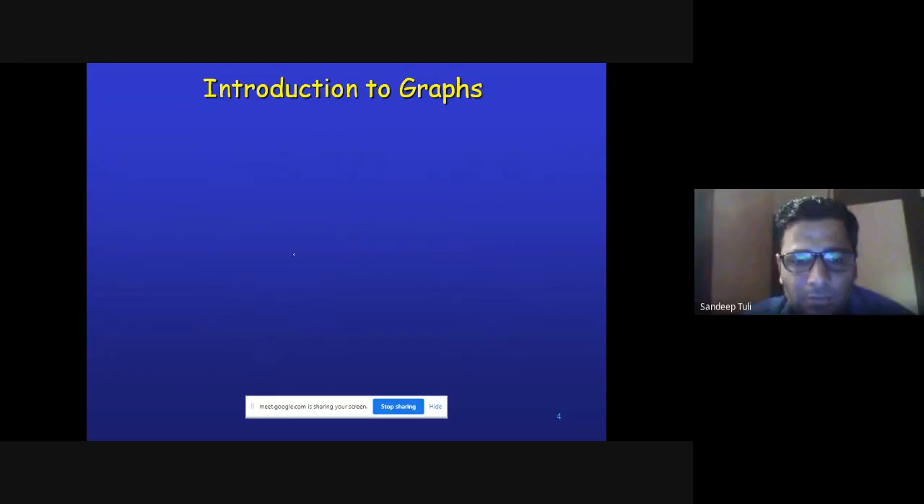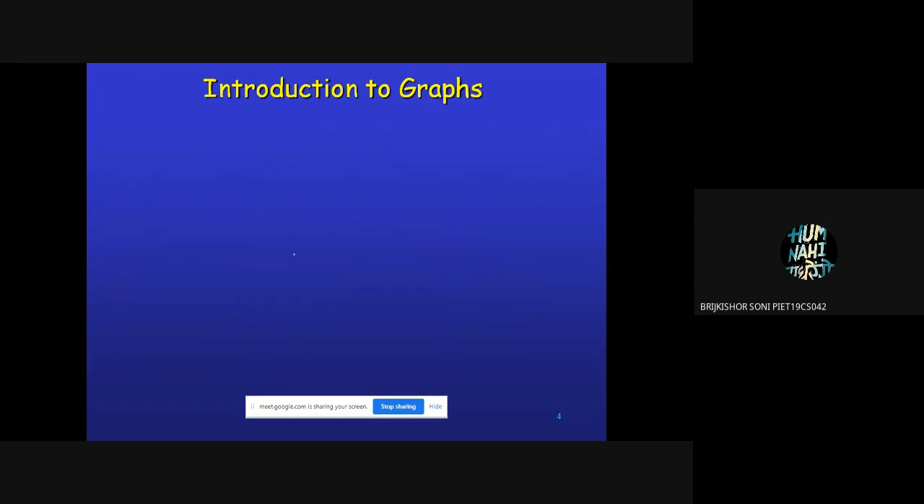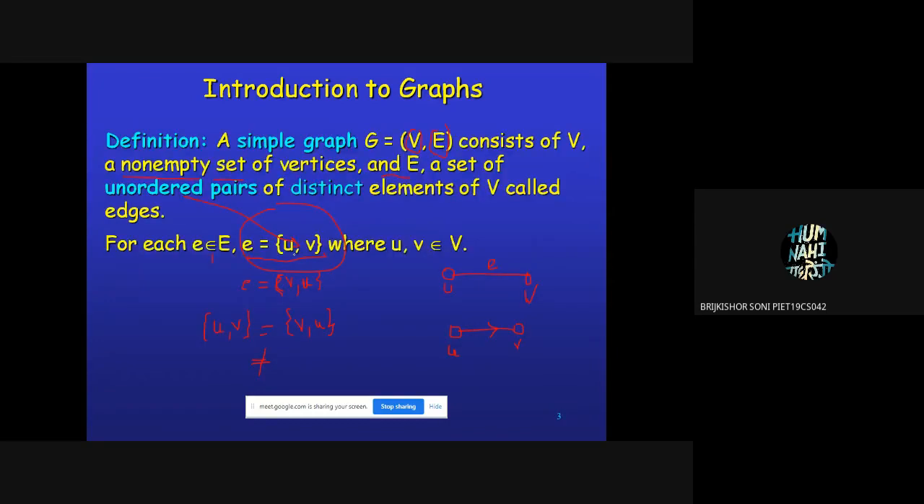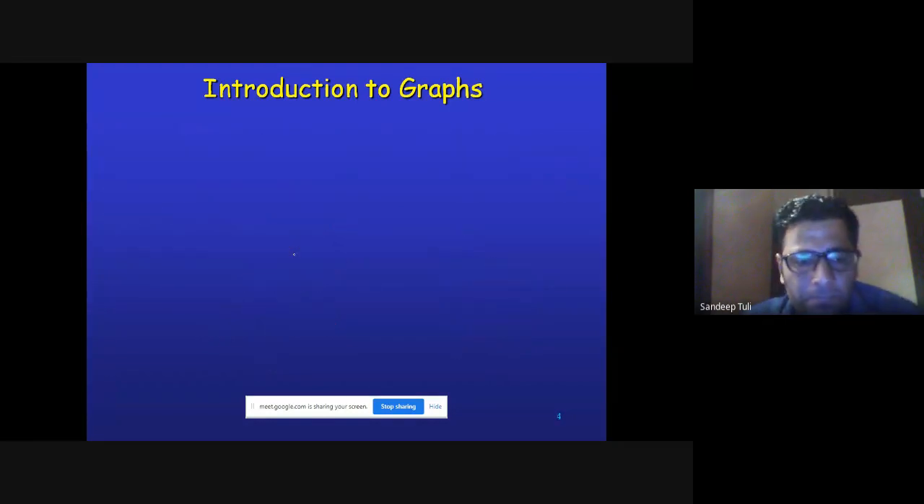Sir, you have mentioned that small u belongs to V and small e belongs to E. Can we replace capital V and E with small e and v, small e and uv? No, we cannot replace. Okay.